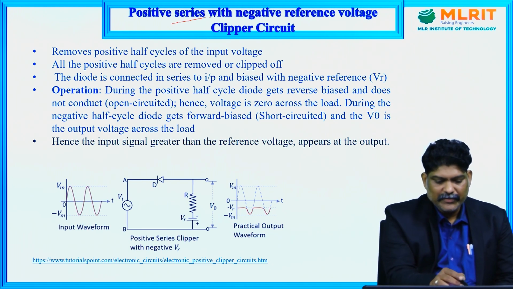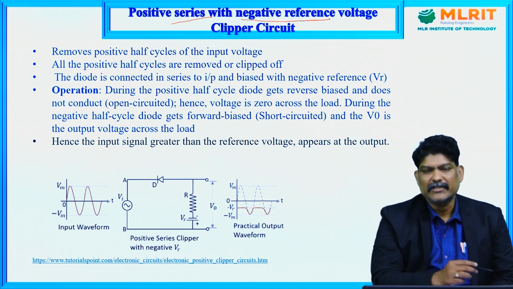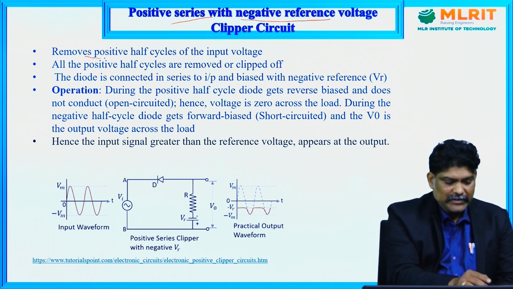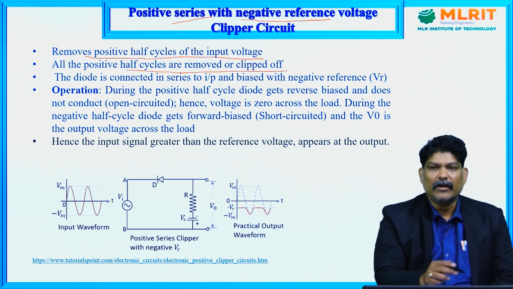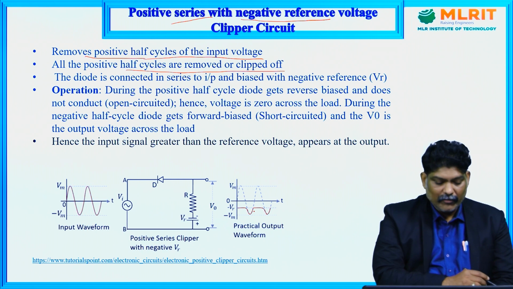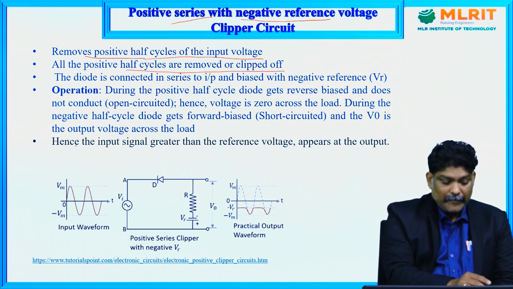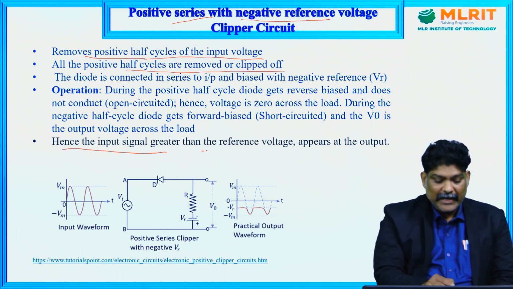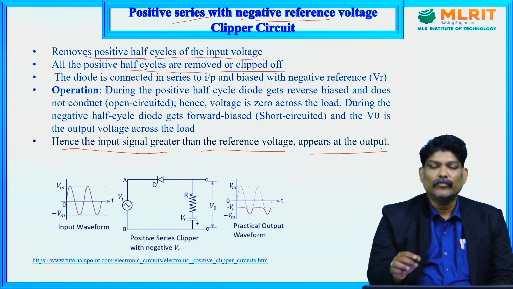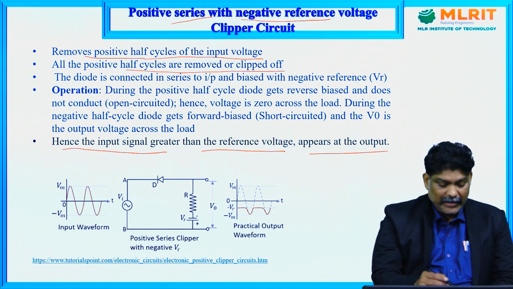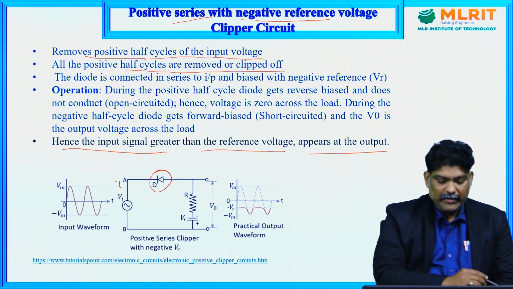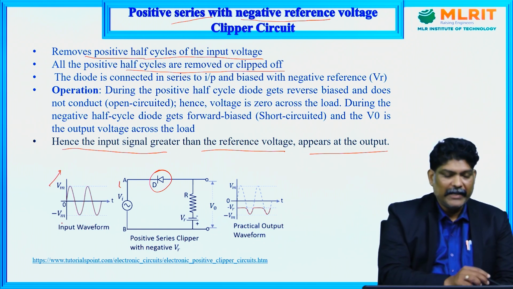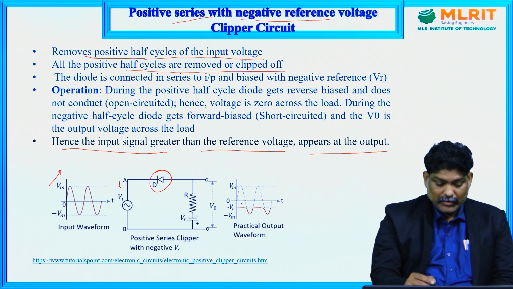So this is the positive series clipper with a negative reference voltage. It removes the positive half cycles of the input voltage. All the positive half cycles are removed or clipped off, if you see here. But when the input signal is greater than the reference voltage, the output appears across the load. Here the series diode is connected in series to the input. For this input sinusoidal signal, we have peaks at Vm and minus Vm. So what will be the output here?